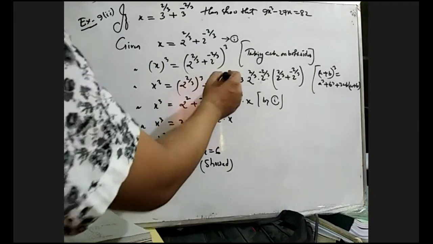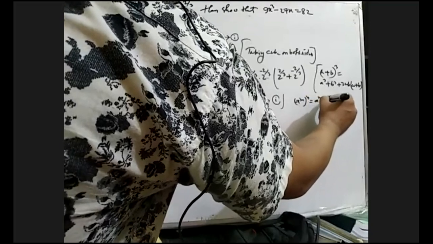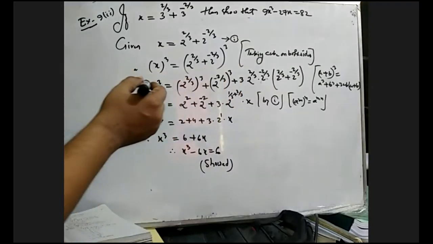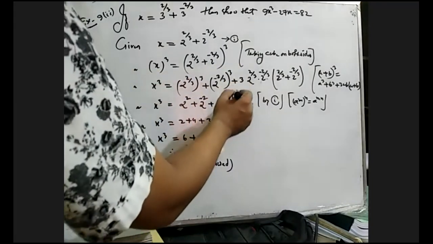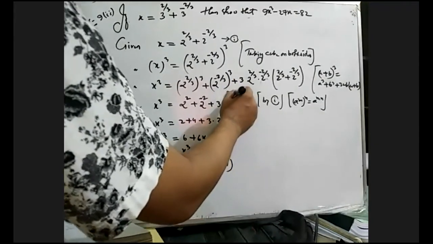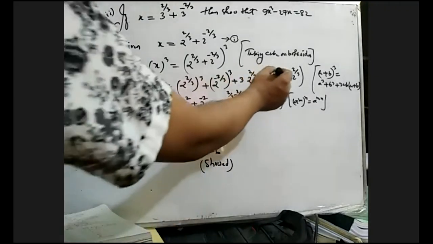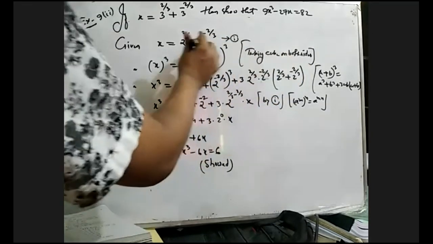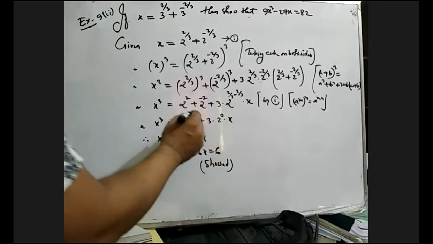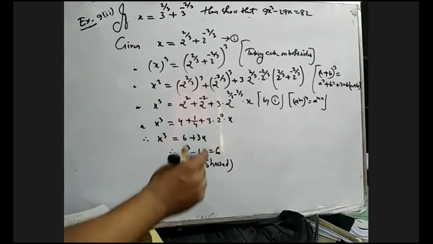3 will be cancelled because what? a to the power m into n equals a to the power mn. Using this formula here, we get 3 and 3 will be cancelled. So only minus 2 by 3, minus 2 by 3. What will it be? 2 to the power 0, right? 2 to the power 2 by 3 plus minus 2 by 3. So we get only thrice x, and this will be 4 and this will be 1 by 4.